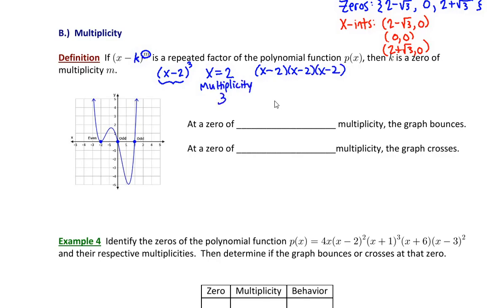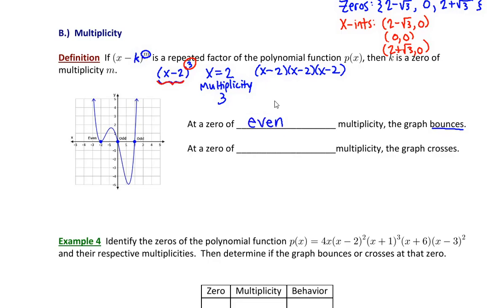So the 0 comes from setting the factor equal to 0. The multiplicity is the exponent on that repeated factor. Now, it's important to be able to recognize multiplicity because this predicts the behavior of the polynomial at that intercept. At a 0 of even multiplicity, the graph bounces on the x-axis.